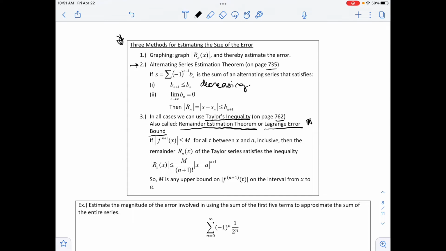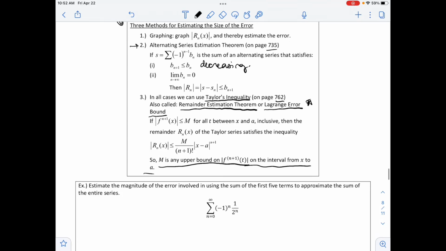And this says if the absolute value of f, derivative of n plus 1 of x, is less than or equal to M, for all t between x and a inclusive, then the remainder R sub n of x of the Taylor series satisfies the inequality: the absolute value of R sub n of x is less than or equal to M over (n plus 1) factorial times the absolute value of x minus a to the n plus 1. So M is an upper bound on the absolute value of the n plus 1 derivative of f at t on the interval from x to a.